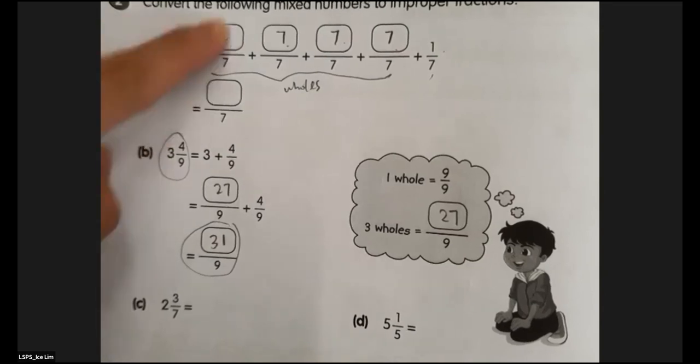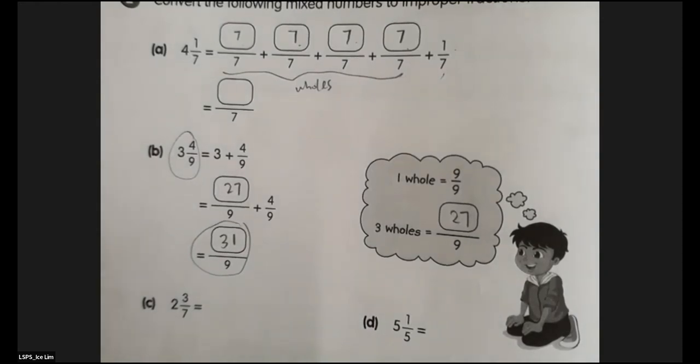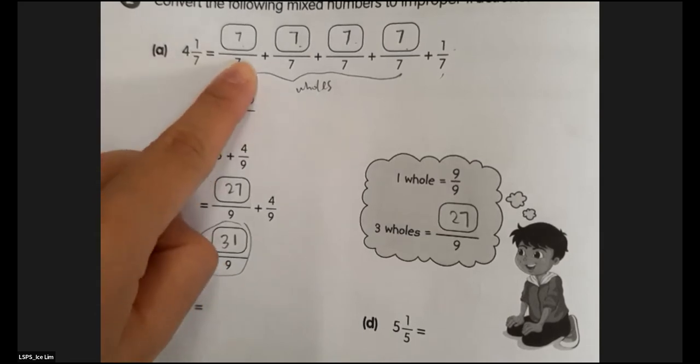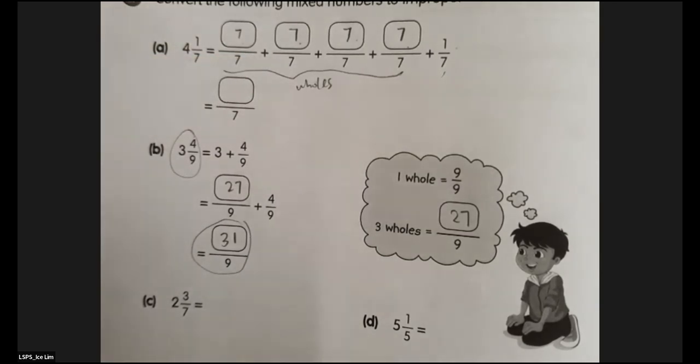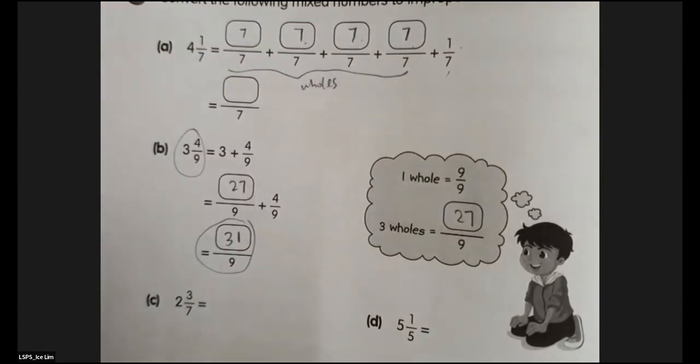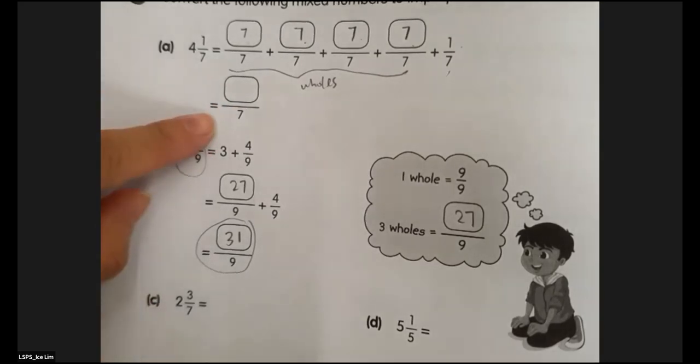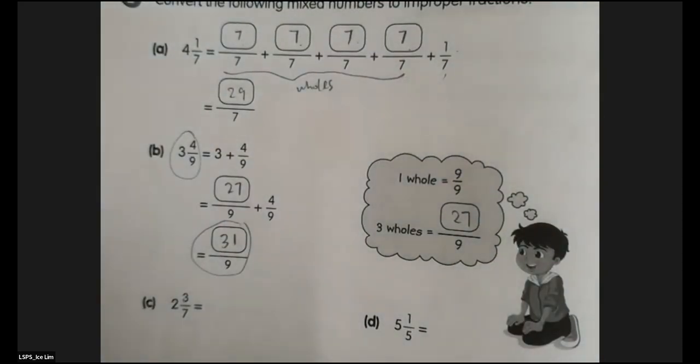Okay, so add up the numerator. I don't add up the denominator. Why do I not add up the denominator? Yes, Evan. Because the denominator always stays the same, because the denominator tells us the unit fraction. Think like the model, remember we talked about how many units? These are the units we are looking at, the size of the unit. It doesn't change, it's the numerator that changes. The numerator tells us how many pieces. Okay, so there are 29 of the sevens.